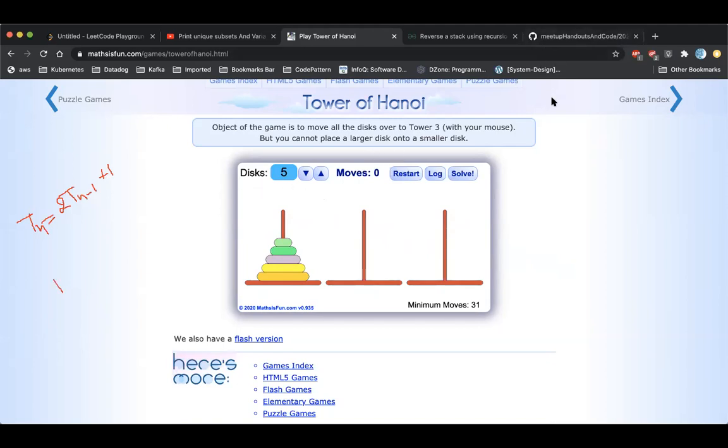T of n will be equal to 2 raised to the power T of n minus 1, and keep on decreasing. Then it will be 2 raised to the power n minus 2, and so on till 1. I mean, 2 raised to the power 0, till that point it will go. If you solve it, it will be order of 2 power n minus 1, which is overall 2 raised to the power n. Yeah, it looks like a GP, a geometric progression.